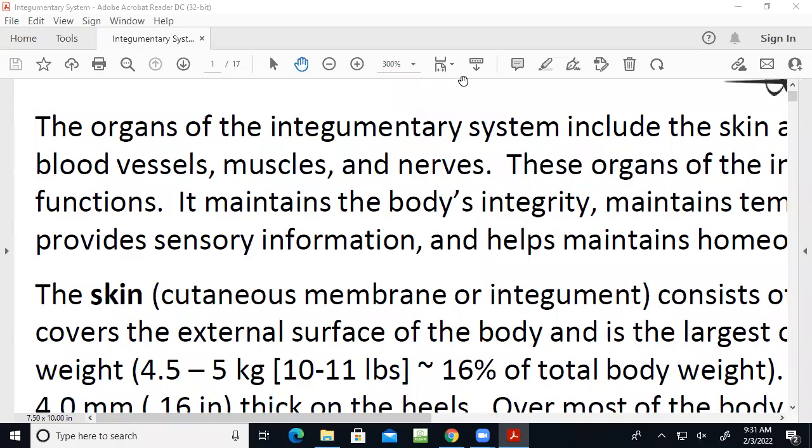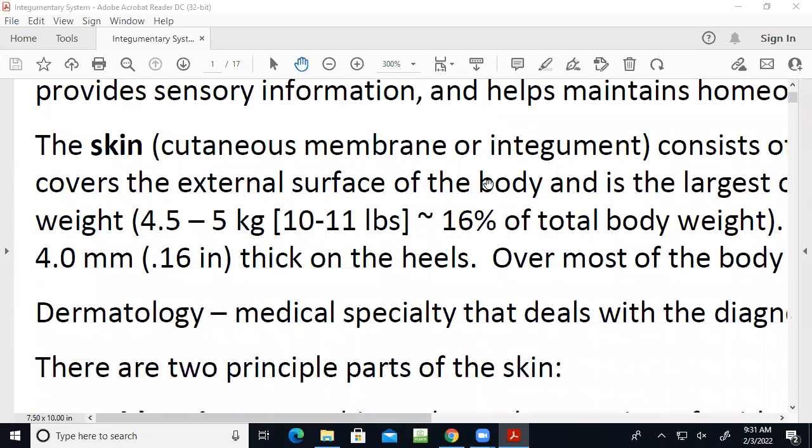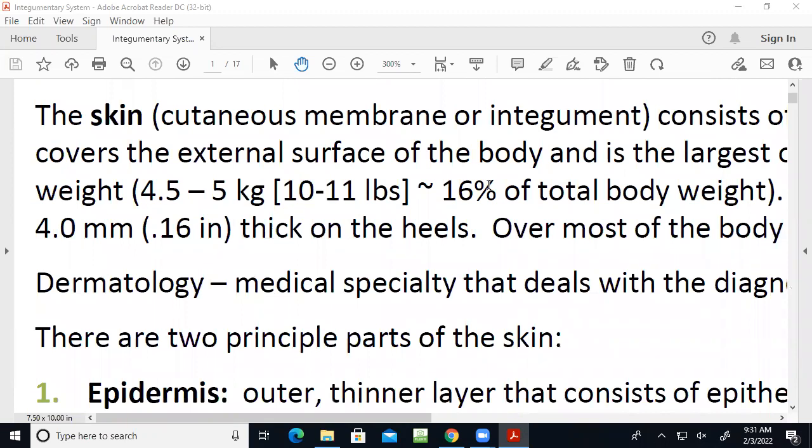Okay, so ready to talk about the integumentary system. We're finally at a point now where we're going to go system by system the rest of the semester. We mentioned in the very first lecture those levels of organization.